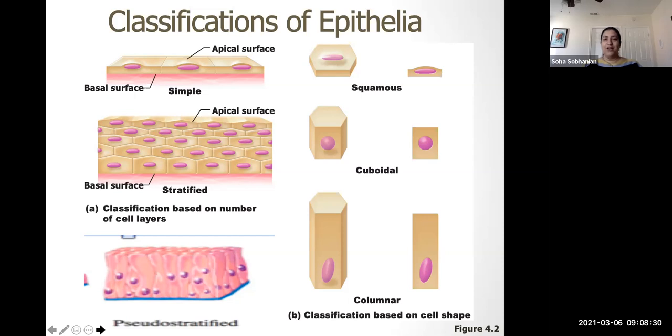Simple cuboidal, correct. So again, stratified is multiple layers. Simple means one layer, cuboidal means they are square shaped, correct. And then what if I say many layers of elongated cells? What would you call that? A stratified columnar, correct, you got it.